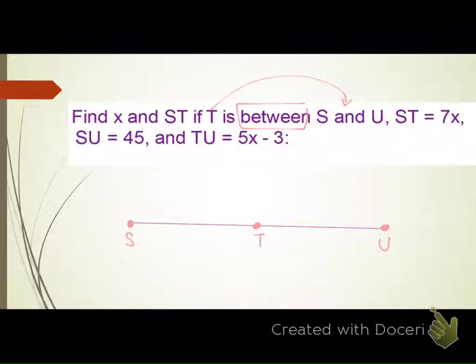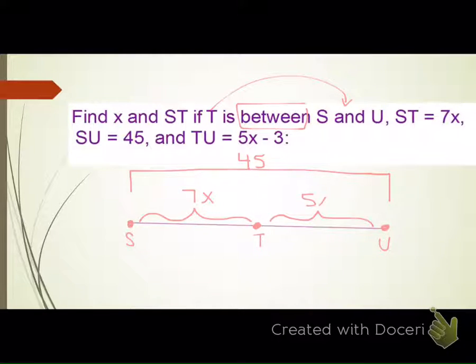Oh no. It says ST is 7x, so I'm going to label this as 7x. And the whole entire length is 45. And then TU is 5x minus 3. Going back to algebra here.